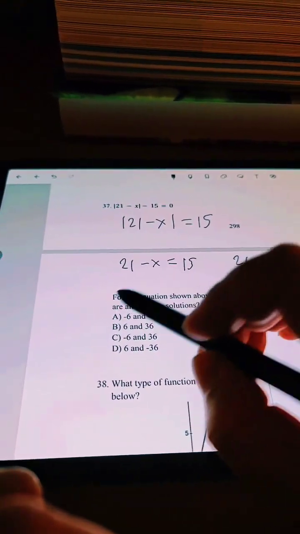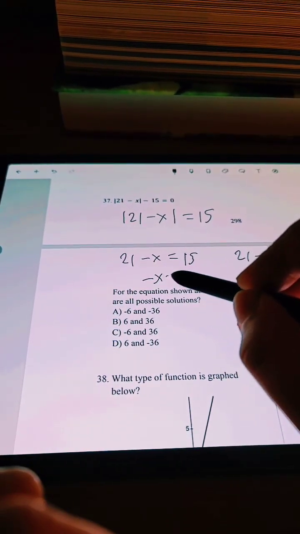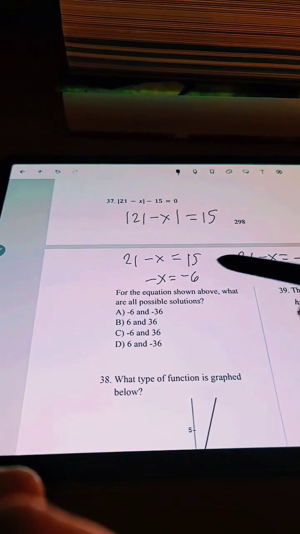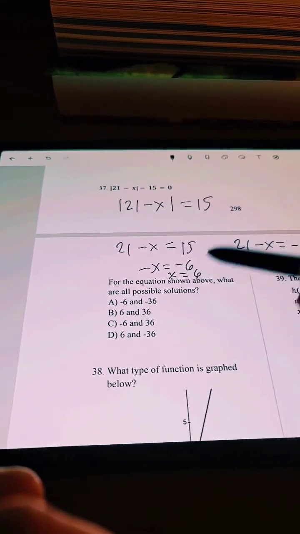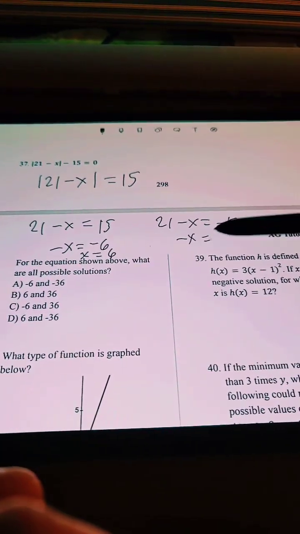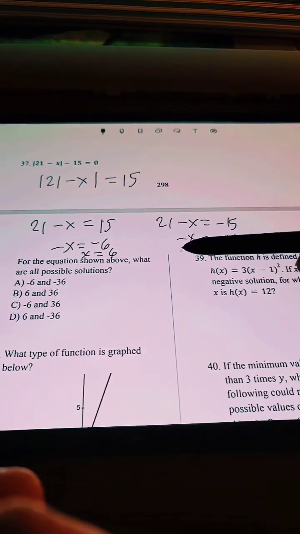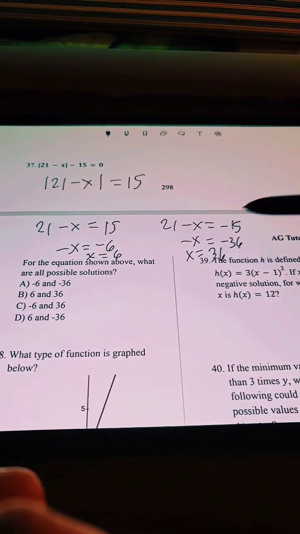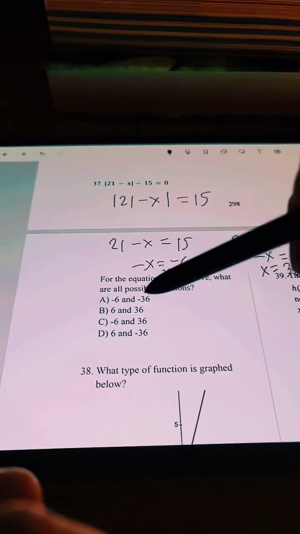So I'm going to solve for x in each of these scenarios. I'm going to subtract 21 from each side. So I'm going to get negative x is equal to negative 6. And then if I divide by a negative, I get x is equal to positive 6. And then now I'm going to subtract 21 from each side. So then I'm going to get negative 36 is equal to negative x, divide by the negative to get x by itself, so x is positive 36. So 6 and positive 6 and positive 36, so B.